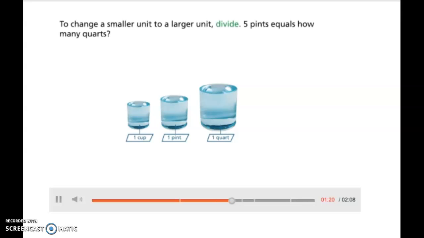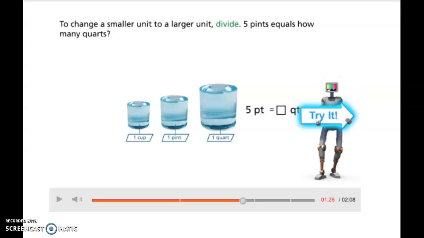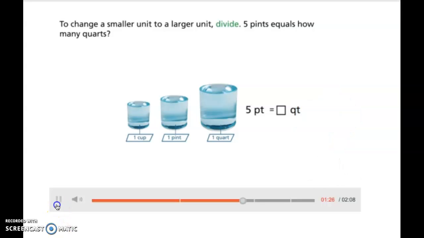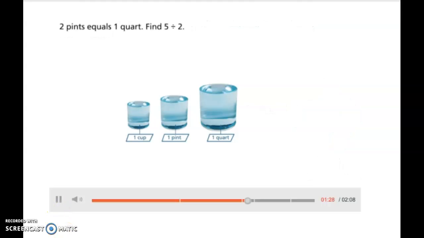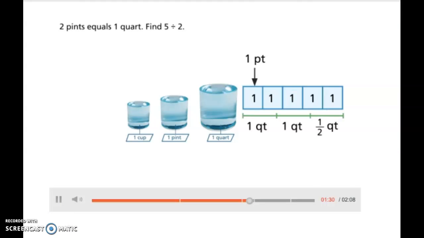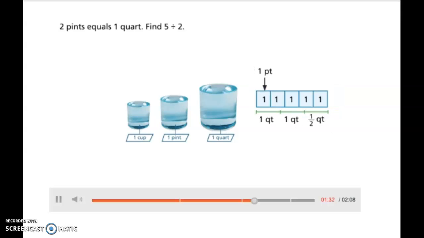To change a smaller unit to a larger unit, divide. 5 pints equals how many quarts? Two pints equals 1 quart. Find 5 divided by 2.